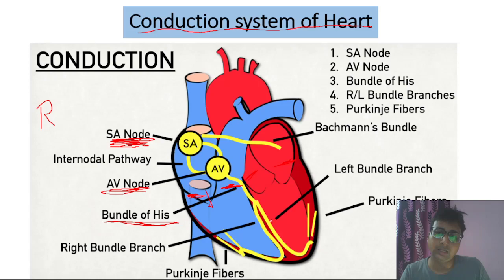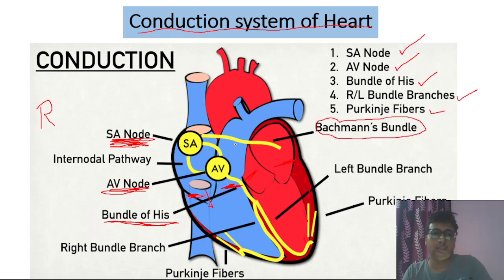How? First, it starts from the SA node, which is called the pacemaker, then it reaches the AV node, which is called the pace setter. First is the pacemaker, then the pace setter, then the bundle of His, then the right and left bundle branches, then the Purkinje fibers. We also have something called Bachmann's bundle, which transmits the signal from the SA node in the right atrium to the left atrium. Okay, so this is how the action potential travels in the heart.